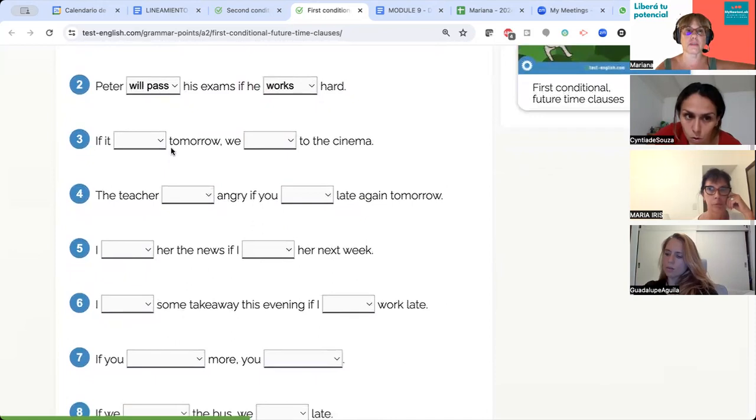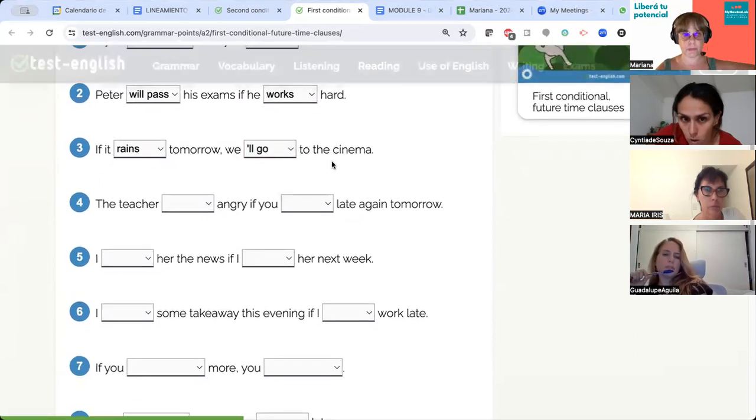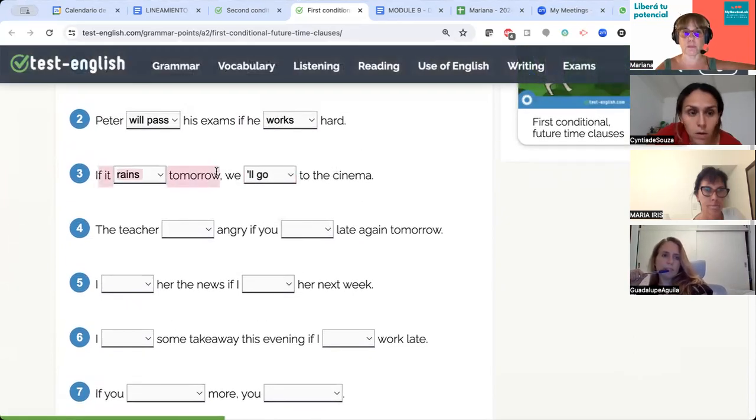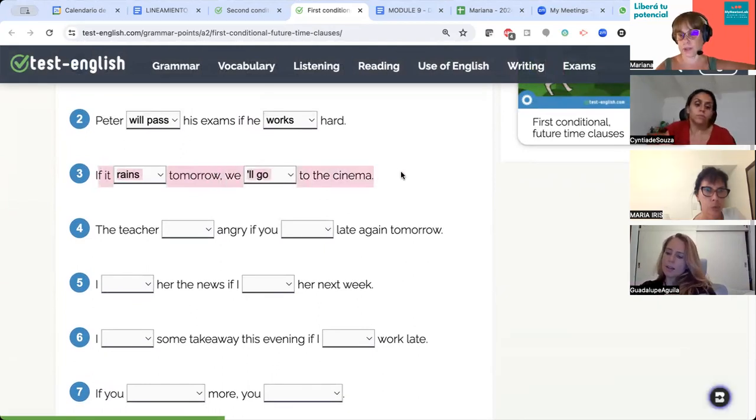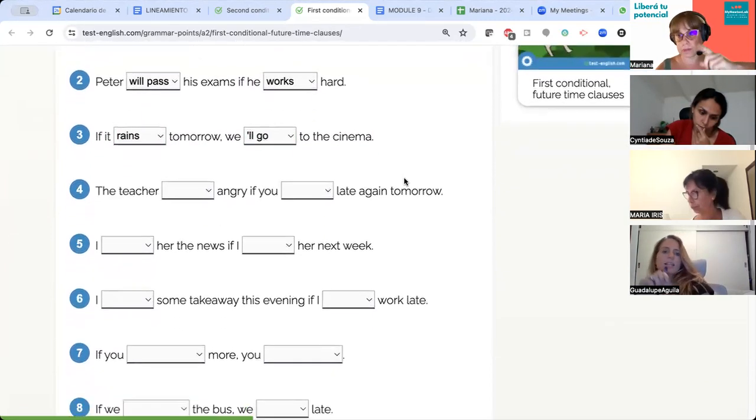Okay, if it rains tomorrow, we will go to the cinema. So, one with present and the other with will for the future. If present, bien. This is type 1.